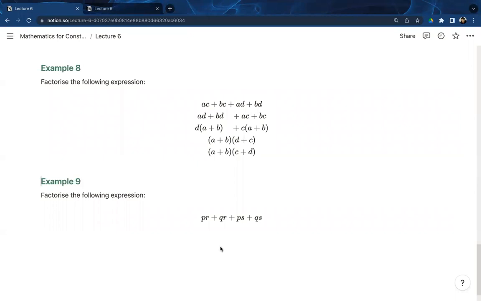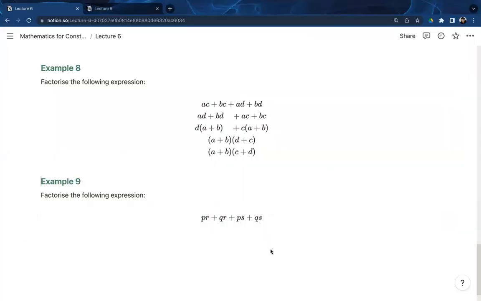P only exists in the first term and the third term. R only exists in the first two terms. S only exists in the last two terms, and Q exists in the second term and the fourth term. So there's no one letter that's common to all the terms. If that is the case and they ask you to factorize, then it's a partial factorization question. So what to do? Pick a letter and group two or more terms with that letter, factorize like we do here, and then see if you can factorize again.